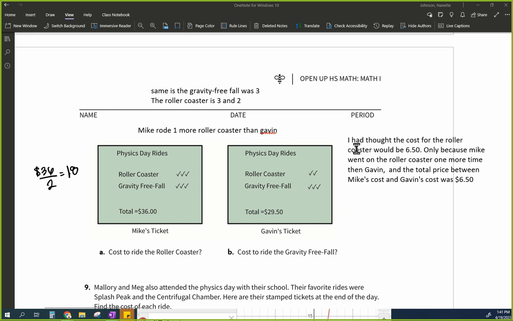This person says, hey, Ms. Johnson, I thought the cost for the roller coaster would be $650 only because Mike went on the roller coaster 1 more time than Gavin. And the total price between Mike's cost and Gavin's cost was $650. Is this pretty succinct? Do you have anything to add to this? If this person puts this information on the test, do you see how they're going to get a perfect? Everyone see that? Now someone's like, but Miss Johnson, I wrote a system of equations. Am I wrong? No, not at all.